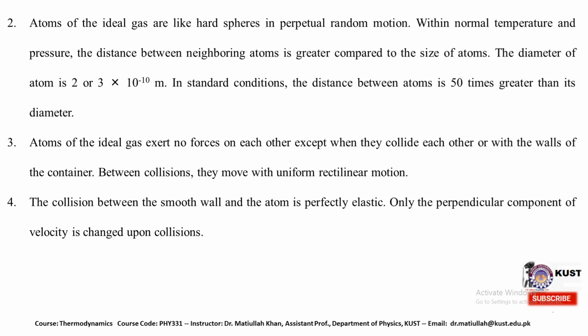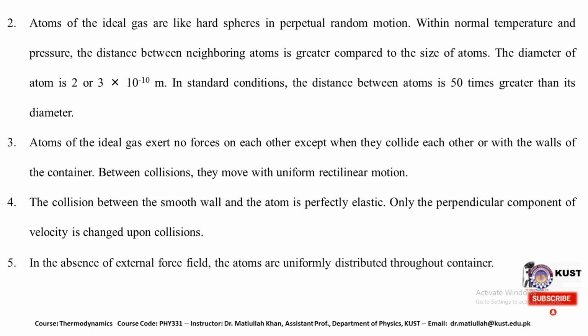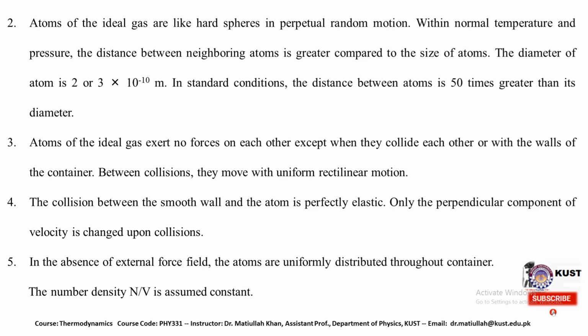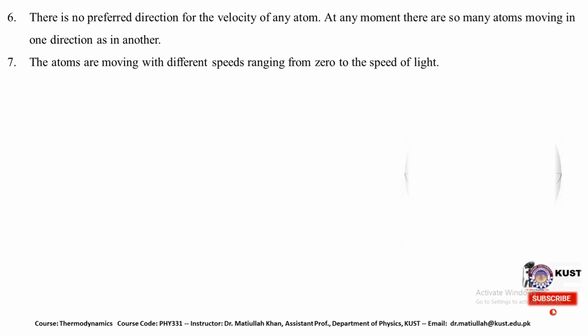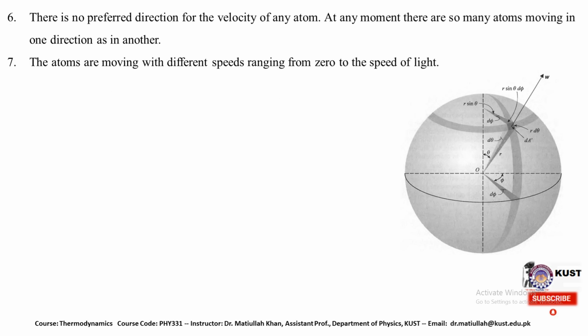The collision between the smooth walls and the atom is perfectly elastic, and only the perpendicular component of the velocity changes upon collision. In the absence of external force, the atoms are uniformly distributed throughout the container. So the number density, that is, the number of atoms per unit volume, is assumed to be a constant quantity, and n equal to N divided by V. There is no preferred direction for the velocity of any atom. At any moment there are so many atoms moving in one direction or another.